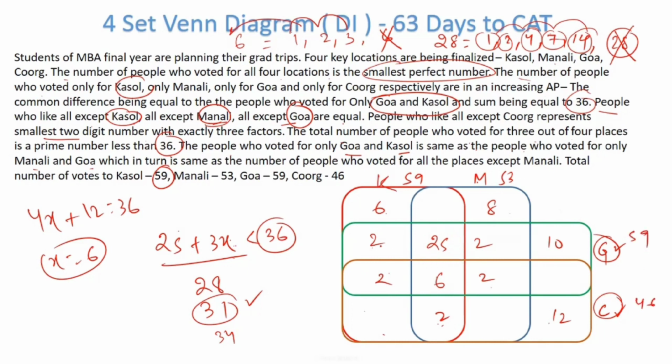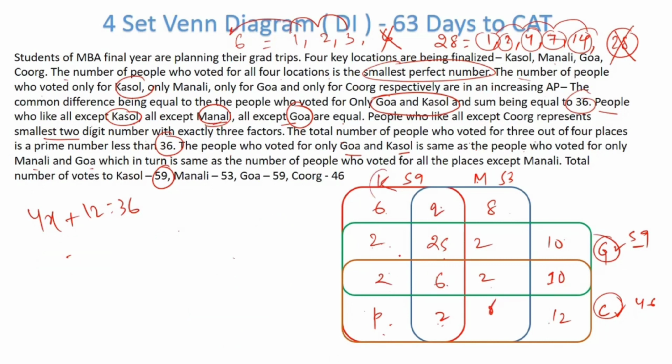Now have a look at this. Here I have 6. 2 plus 2 plus 6 is 10 plus 25 is 35. Plus 4 is 39 plus 10 is 49 plus 10 is 59. So the Goa piece is now complete. I have 3 spots left. So let's take 3 variables P, Q and R. If we have a look at the Kasol set, 6 plus 2 plus 2, 10 plus 25, 35 plus 6, 41 plus 2, 43. P plus Q is 59 minus 43. So P plus Q is equal to 16.